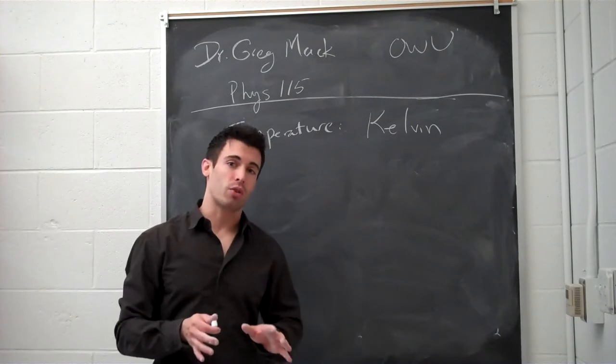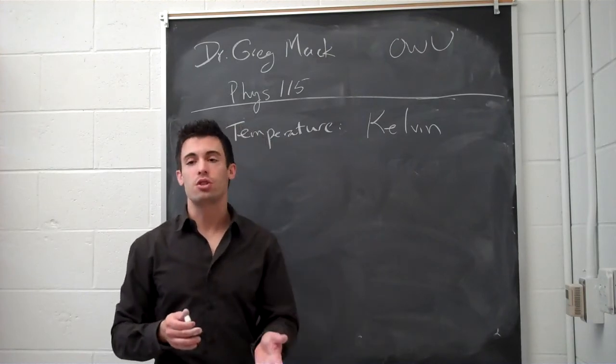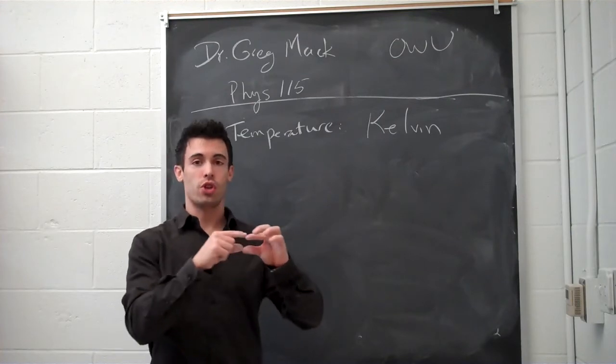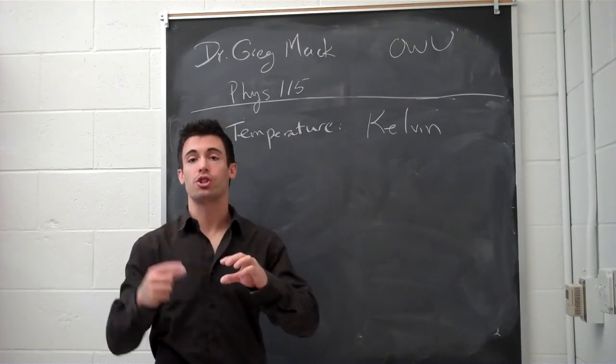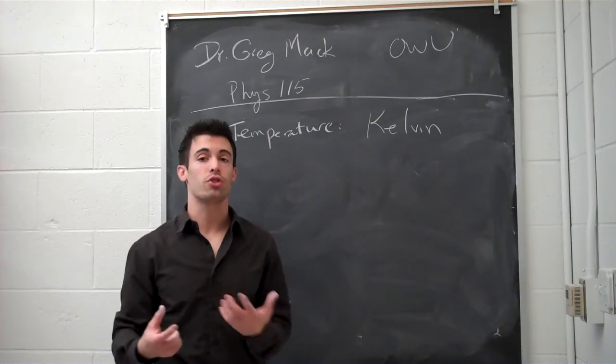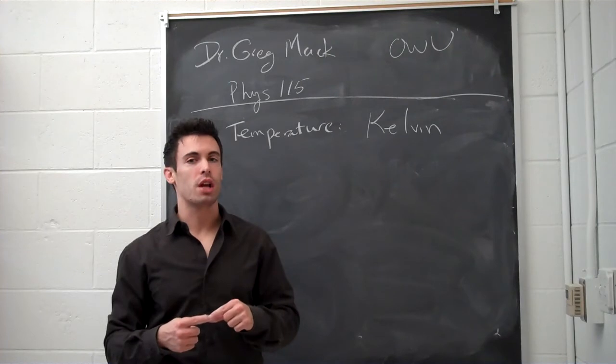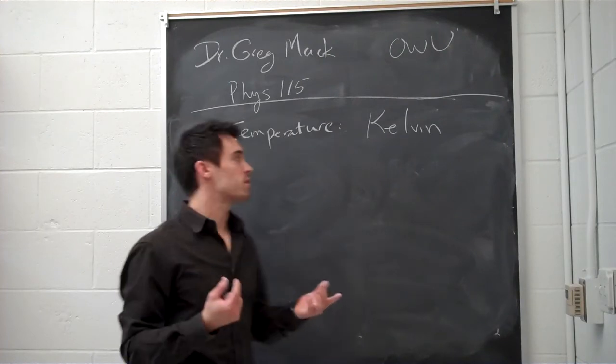However, for Fahrenheit or other temperature scales, you cannot do that because their degree spacing is different. So 1 degree change in Celsius is not equal to 1 degree change in Fahrenheit. There's an extra conversion you have to go in there. But 1 degree change in Celsius is equal to 1 degree change in Kelvin. And so that's why it's useful to use.